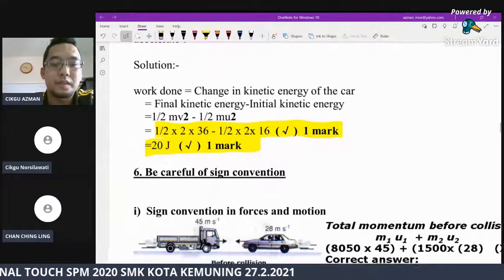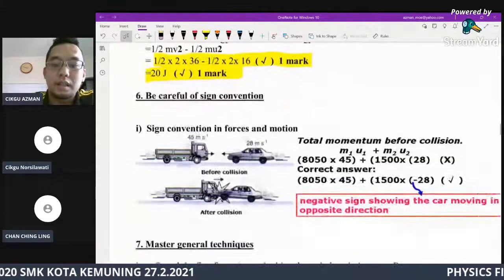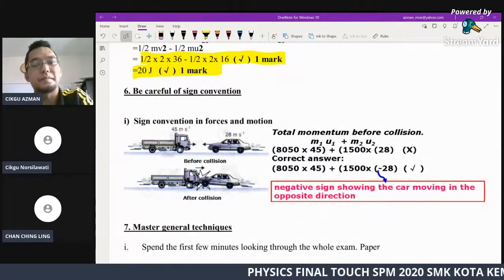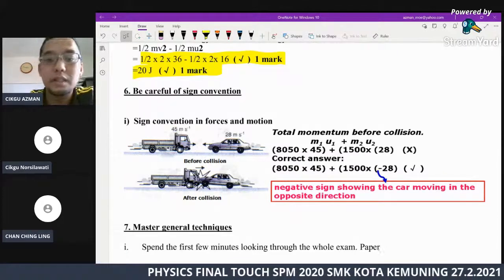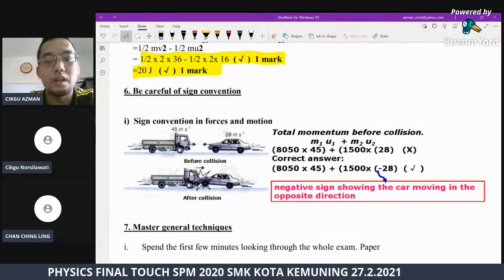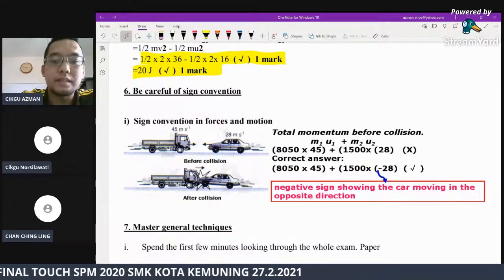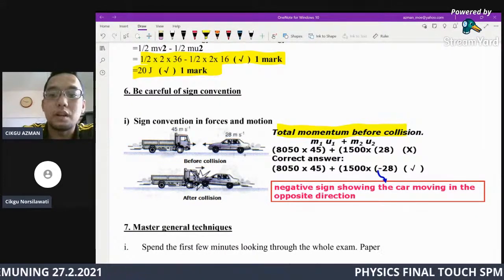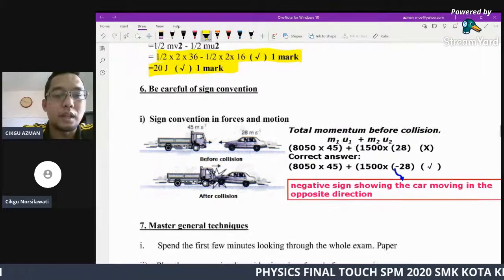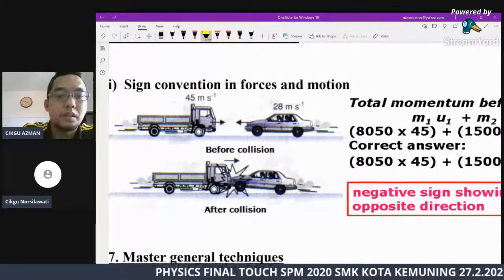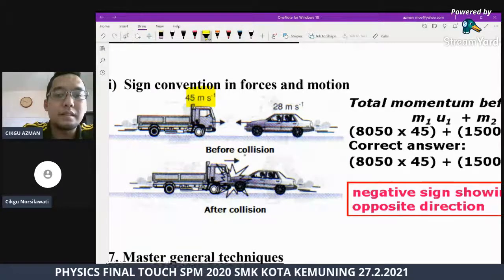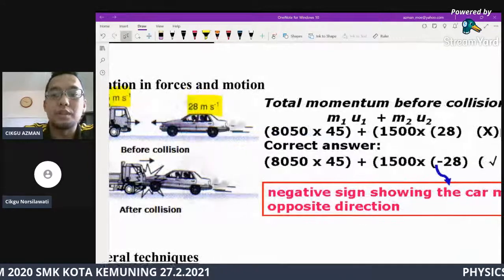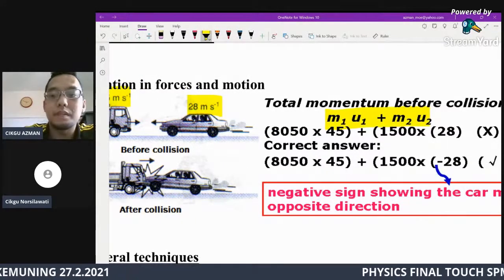Okay, next. Be careful of sign convention. Ini usually in chapter 2. Force, velocity. In this case, total momentum before collision. Conservation of momentum. Tengok soalan ni. Lorry moves to the right, car moves to the left. So kita pun use this formula.